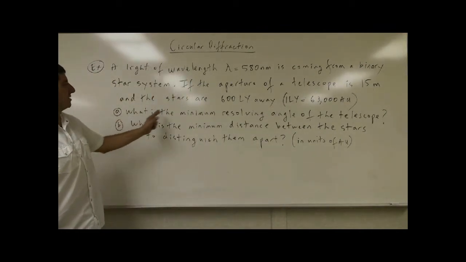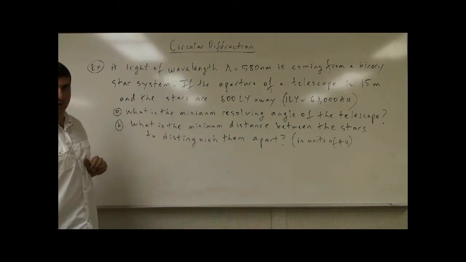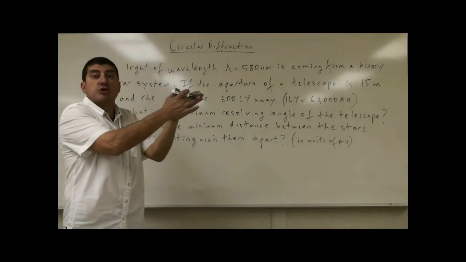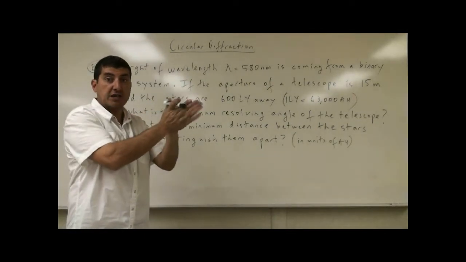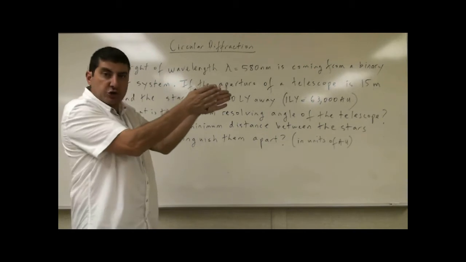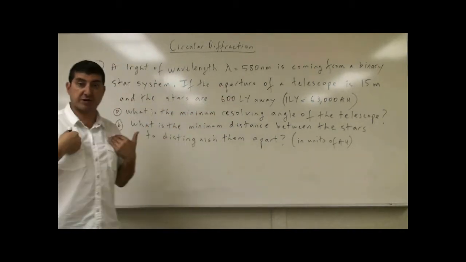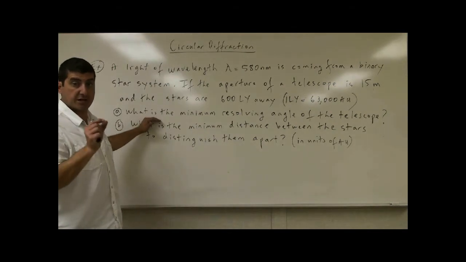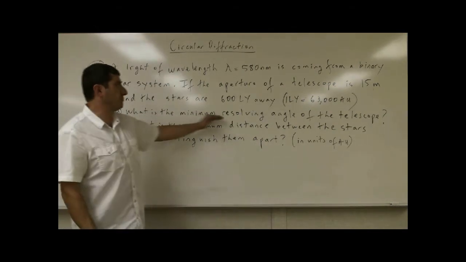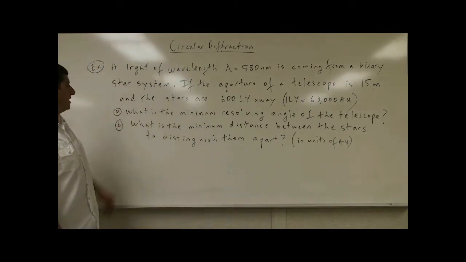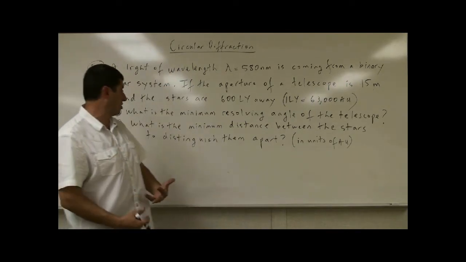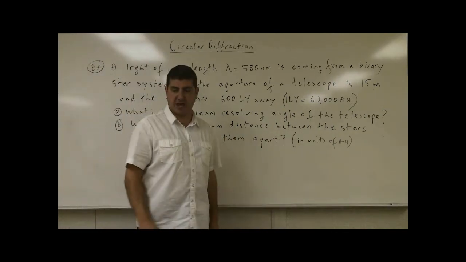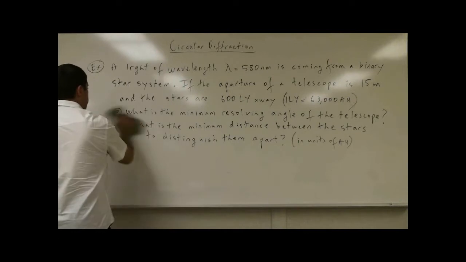It says A, what is the minimum resolving angle of the telescope? So in other words, how far apart should the two stars be, in terms of radians, as measured from the Earth, in order for us to resolve them as being two binary stars? So that's called the minimum resolving angle. And then B, what is the minimum distance between the stars to distinguish them apart from each other in units of AU? Okay, so let's see what we're talking about here.